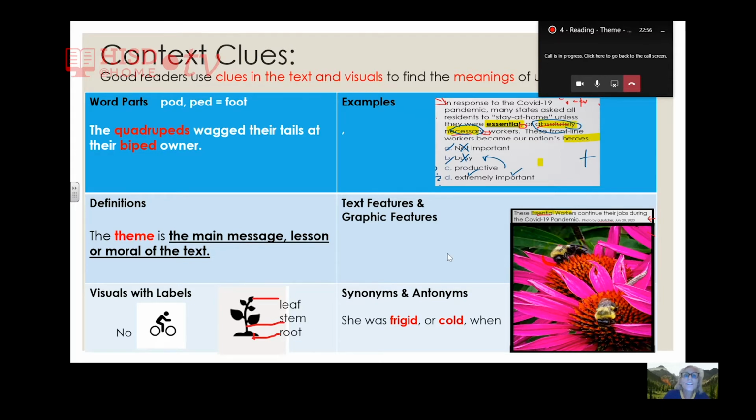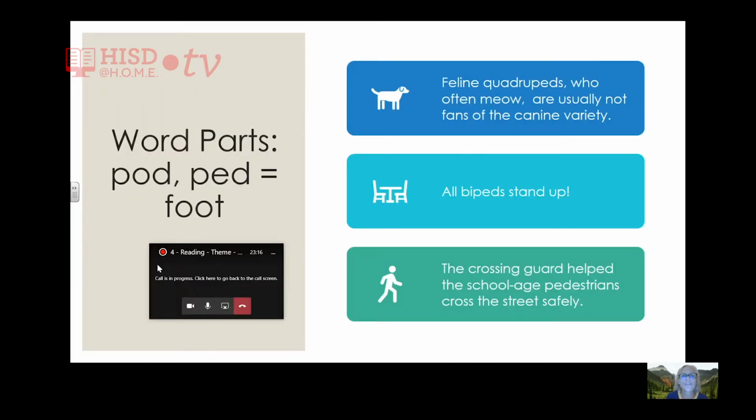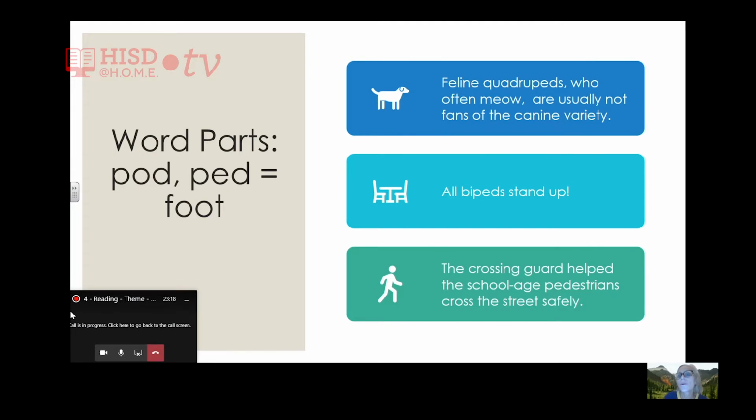Or you can figure out the meaning of something through synonyms or antonyms. Like she was frigid or cold, and so you get your synonyms there. Okay, let's see if you're an expert now. I think you are. We are doing so well. Okay, so we're going to do the first one, which is called word parts. So we did pod and ped equals foot. Let's see how you're doing.